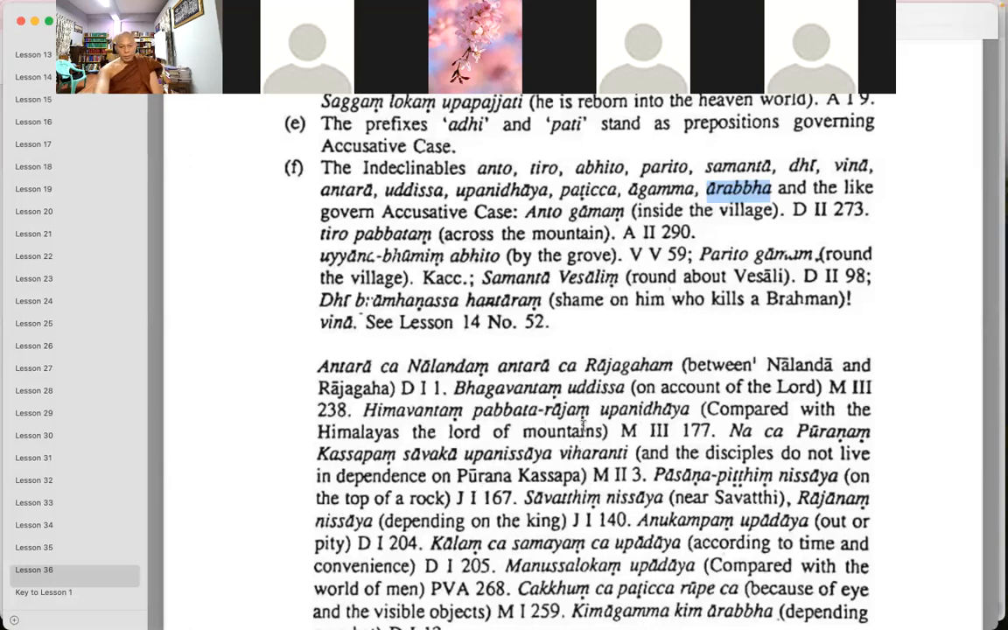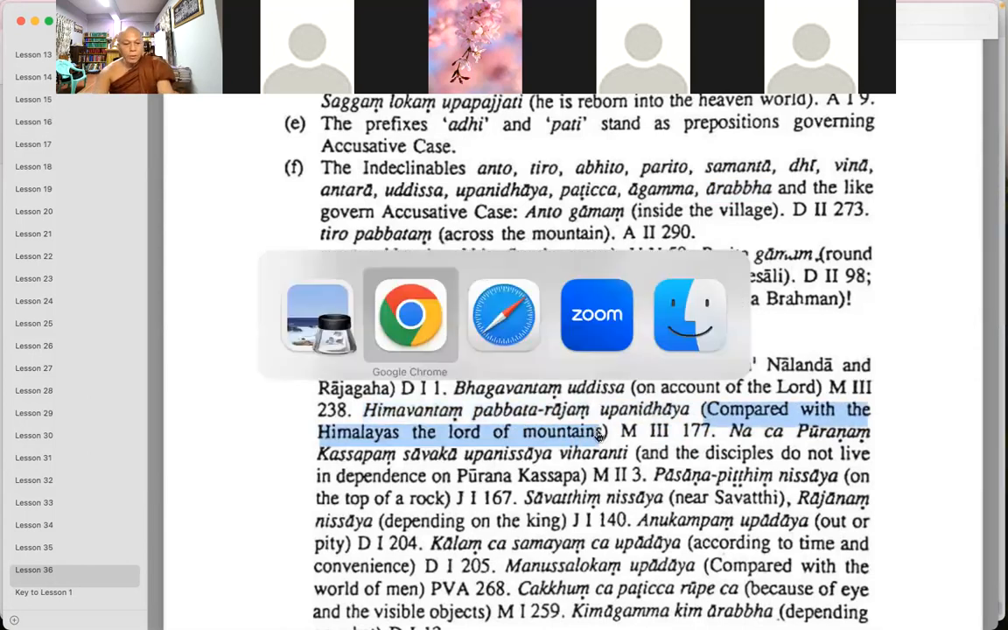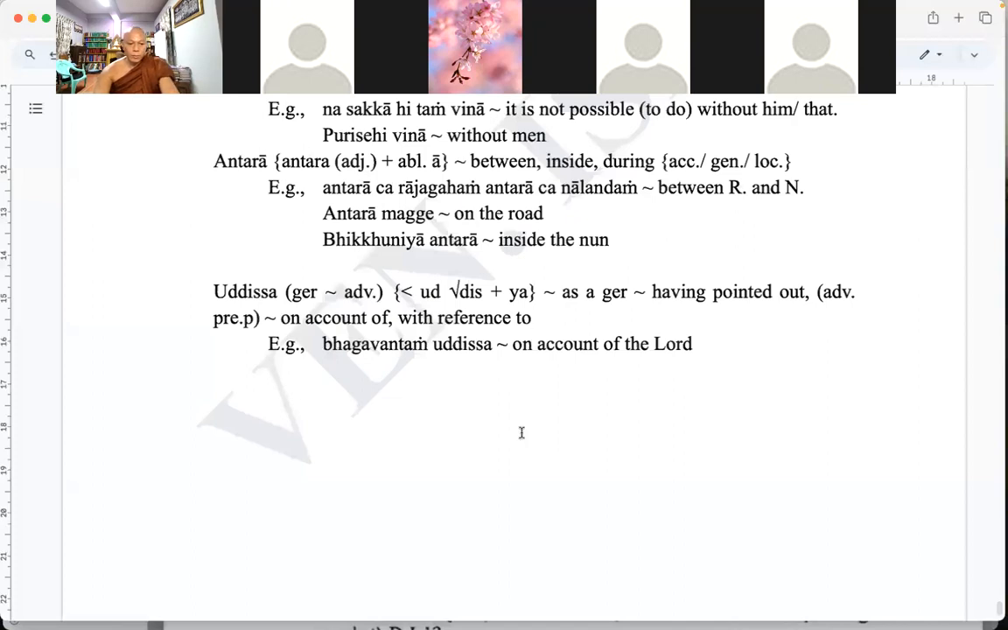So that is here, Odessa, on account of the Lord Bhagavanda Odessa. And then here, Himavantam pabbatarajanam upanidaya. The meaning of upanidaya is compared with the Himalayas, the Lord of Mountains. Okay, so now this upanidaya also.